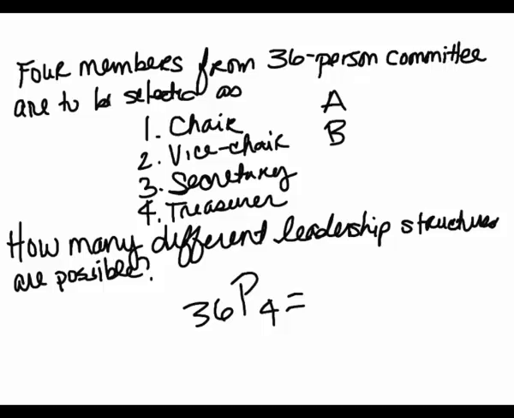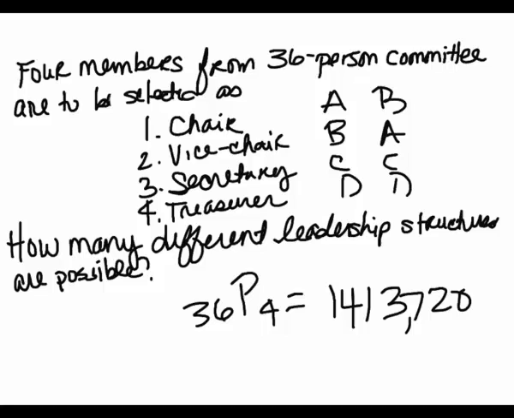And the reason that this is a permutation is because, again, I could take the first 4 people, A, B, C, D, and that's one leadership structure. But then can I do B, A, C, D? And that's another leadership structure because I have a different chair and a different vice chair. You see what I mean? So you could just take the same 4 people and switch them around and make different leadership structures. So that's not a combination. Okay? So you would do this, and it's probably some huge number. Let's see, what do I get? 1,413,720 different leadership structures that I can make.